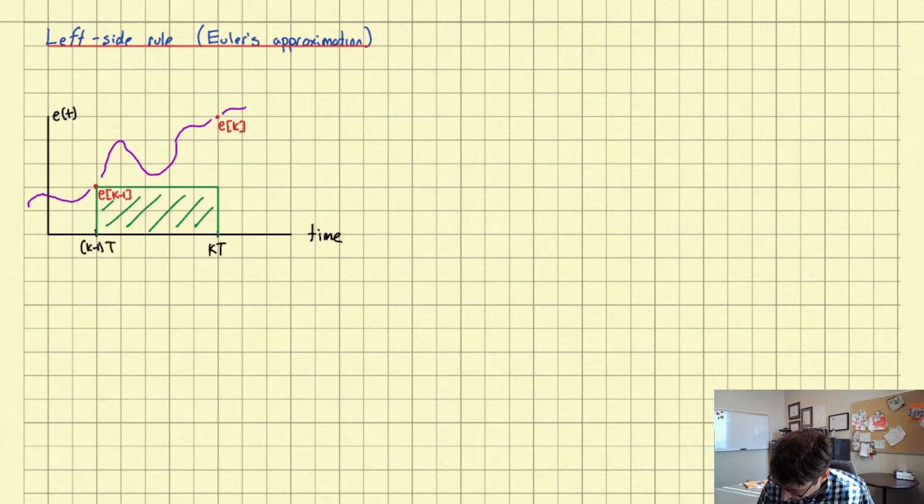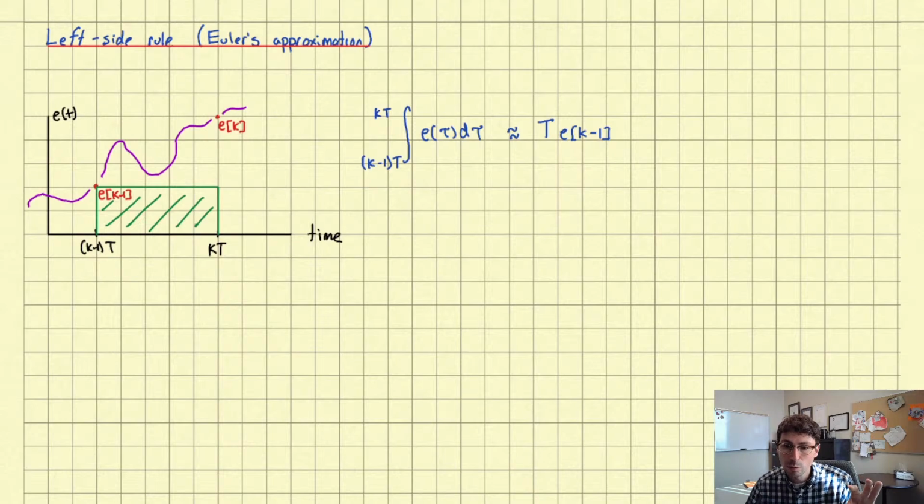What we get from this rule is that the integral we're trying to approximate is just the area of a rectangle. The height is e of k minus 1, and the width is T, so it's just T times e of k minus 1. That's the approximation. Now, going back to our control law, the current value of the control signal equals the previous value of the control signal plus this integral. If we use this approximation, we get the controller.